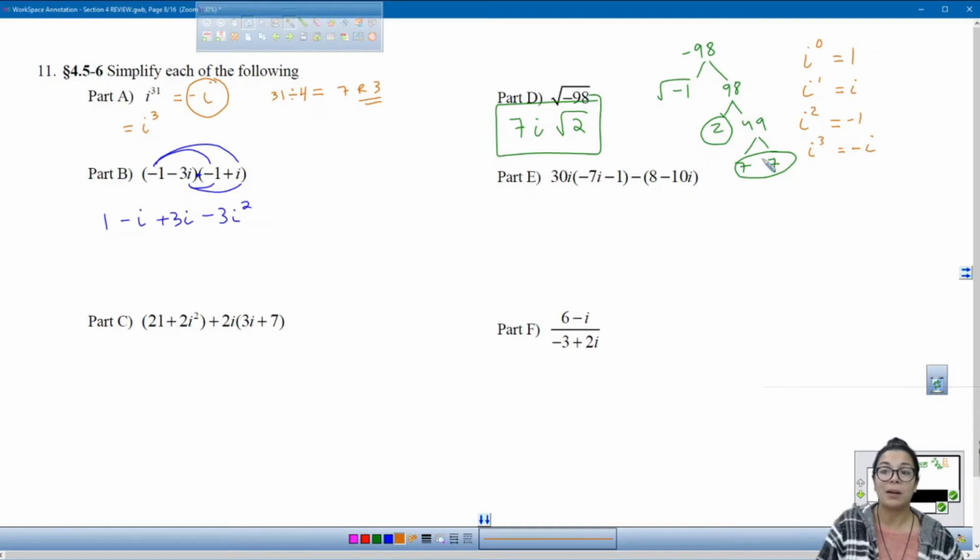Now, i squared is -1. So this is actually -3 times -1, which is +3. So we have 1 plus 3, which is 4, and then -i plus 3i, which is 2i.